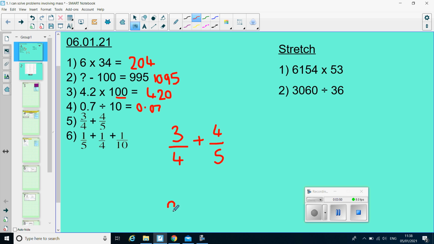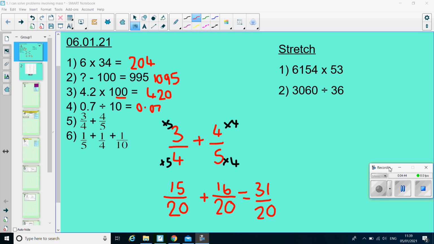Okay, I want to write that out so that my denominators are 20. So I've got to ask myself, what do I times 4 by to give me the answer 20? Well, I've got to times it by 5, so I've timesed the bottom by 5. So I must do the same to the top. So 3 times 5 on the top gives me 15/20. Then on the other side, I've got to go, what do I times 5 by to get 20? This time I've timesed by 4 on the bottom, so I've got to times by 4 on the top, which gives me 16/20. So I've got 15/20 add 16/20, which gives me 31/20.